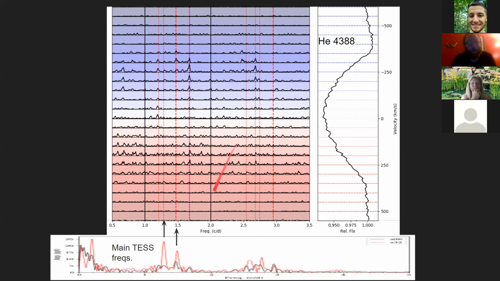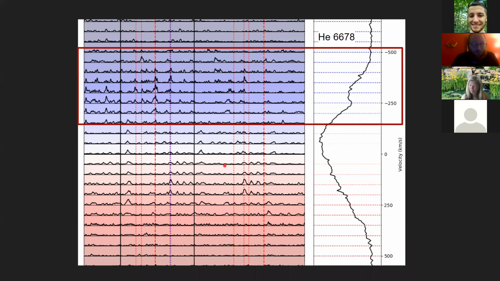And then we can compare this to the TESS frequency spectrum. We have these two main TESS signals that show up at about 1.3 and 1.5 cycles per day. And if you look at where those occur in the line profile, those seem to only exist in the high velocity blue part of the line profile, whereas they're not really present at all in the red half of the line profile. Just to show that's not a fluke, this is a different line from the same star, same spectra. And again, the photometric frequencies seem to only show up in the blue half of the line.